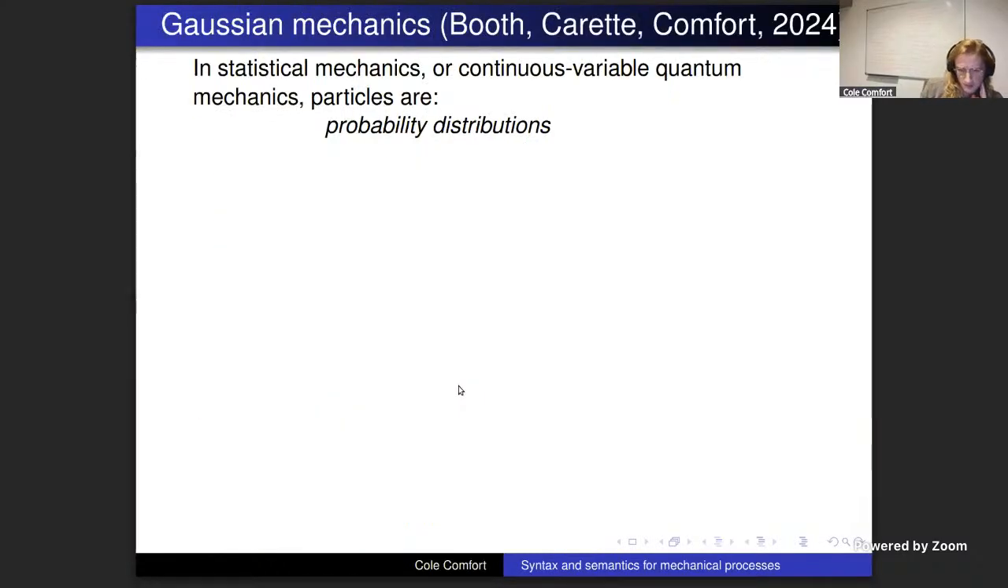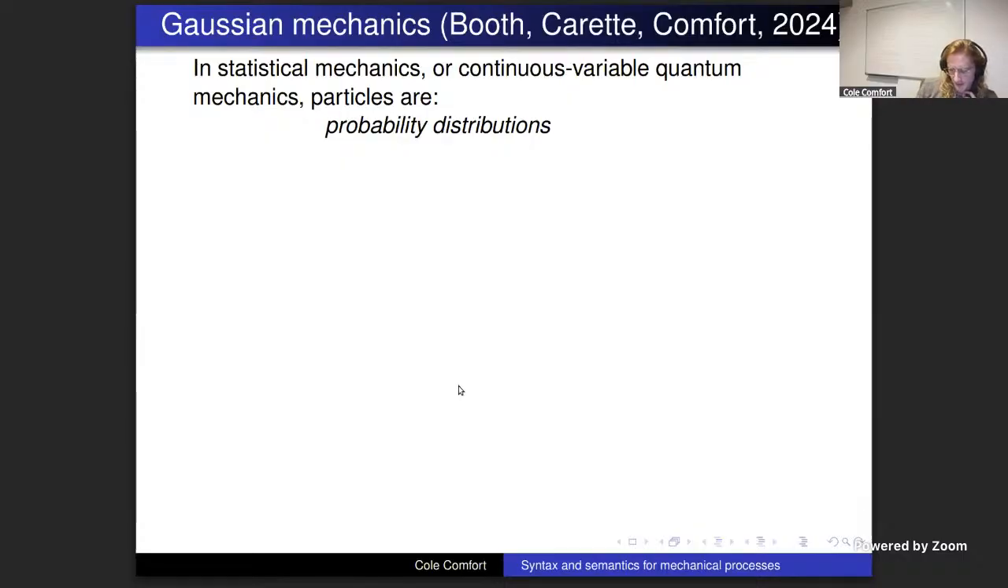And so yeah, the previous few slides were about the one paper I wrote with Robert and Titouan, but we also want to go a different direction. Because in continuous variable quantum mechanics, we're not just working with finite-dimensional Hilbert spaces, but infinite-dimensional Hilbert spaces of square integrable functions, then it doesn't make sense to talk about particles as points anymore, basically because of the uncertainty principle.